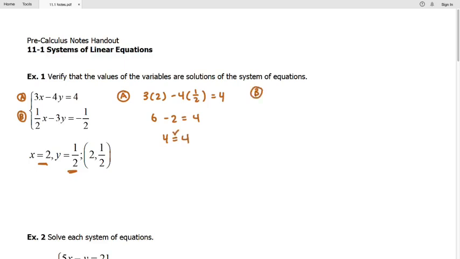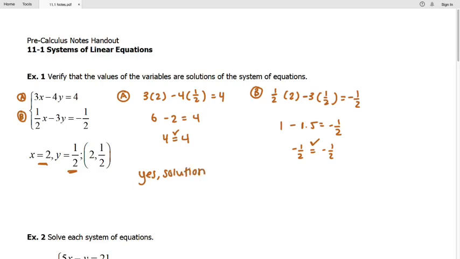We have to check both equations though if we want to say that it is a solution. So I am also going to replace 2 for x in the second equation and 1/2 for y and see what happens. So we get 1 minus 1.5. And we're checking to see if that's equal to negative 1/2, and that is indeed also equal to negative 1/2. So because 2 and 1/2 work for both equations A and B, then (2, 1/2) is a solution. We'll just write that.